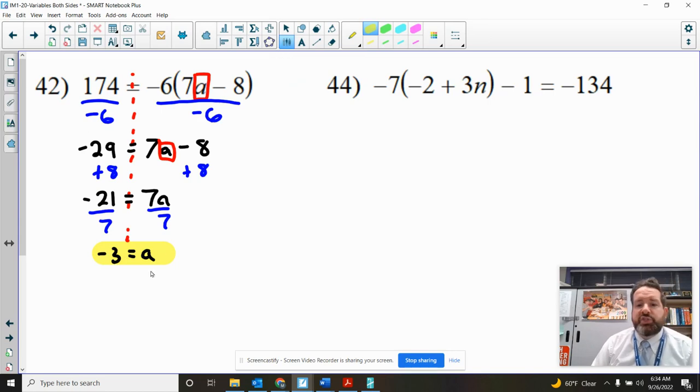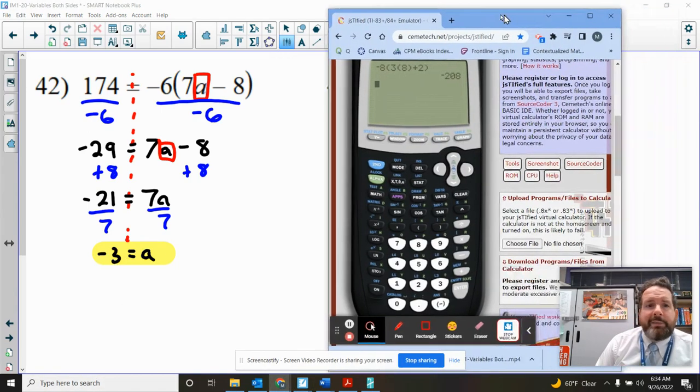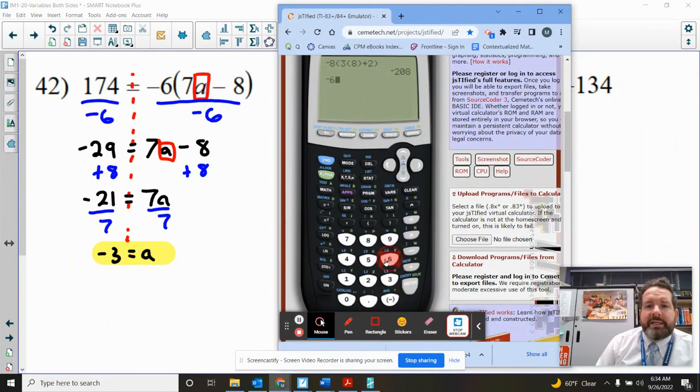Going to give that a quick check on my calculator. So I'm going to type in -6 times 7a, and I think a is -3, minus 8, and hopefully I get 174. There we go. That means we did things right. If you get any other number, that means you need to go back and figure out where the mistake is, because there's an error somewhere along the way.